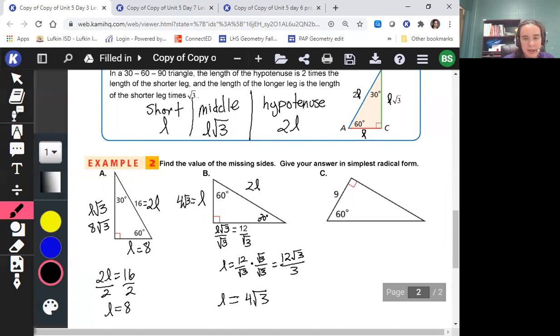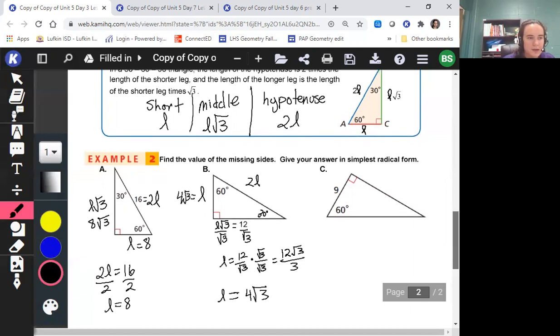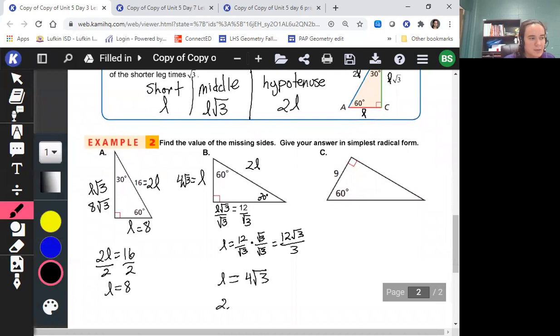And then we need to plug it in for our hypotenuse. So we got 2 times L. So we're going to do 2 times 4 square root of 3. And when we multiply this, we only multiply the number in front of the radical, the number in front of the square root sign. So that gets us 2 times 4, which is 8, times the square root of 3 for our hypotenuse.